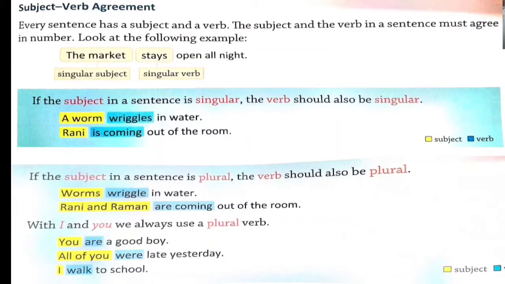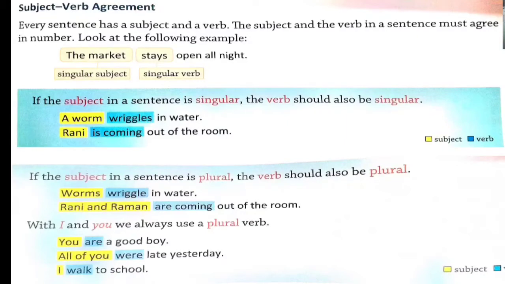The market stays open all night. Here, market is a singular subject, so the verb will also have the singular form. When the subject is singular, the verb takes S, ES or IES along with it, as in S-T-A-Y-S. If the subject in the sentence is singular, the verb should also be singular.